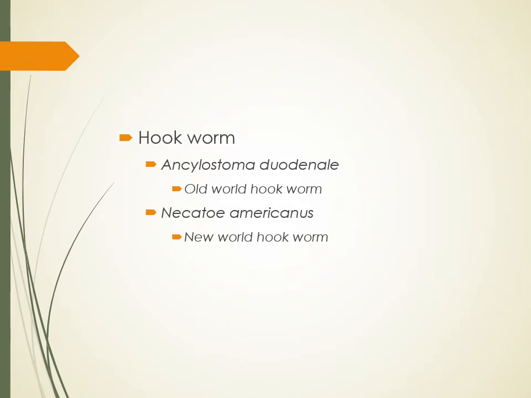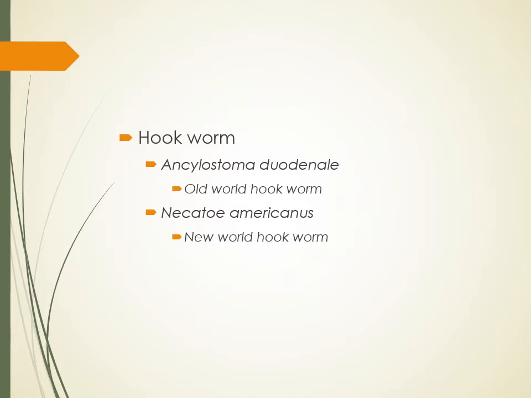If we see hookworm, there are basically two worms. One is known as Ancylostoma duodenale and the other is known as Necator americanus. Ancylostoma duodenale is known as the Old World hookworm, which is seen in northern Africa and the Asian part, while Necator americanus, known as the New World hookworm, is seen in South America, Australia, southern part of India and Africa. Basically they are very similar in their pathogenicity.